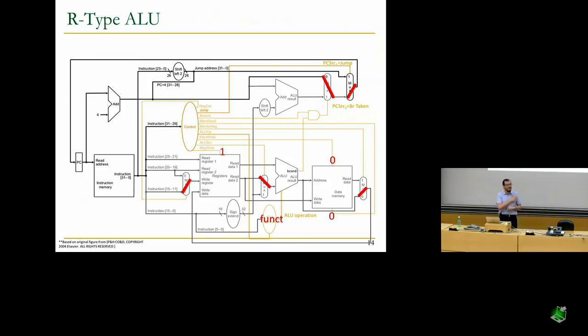Your data path was capable. We designed the data path such that it was capable of executing every single instruction. Now we need to do the control logic accordingly, such that we're capable of correctly executing every single instruction.